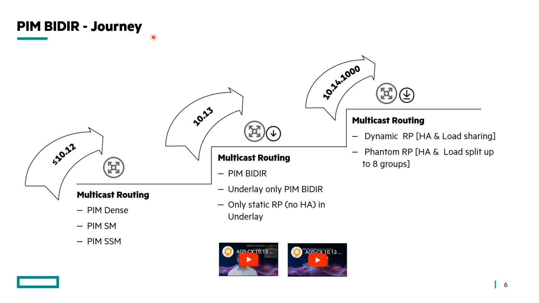So let's go over the PIM bidirectional journey. In 10.12 and below, we have multicast routing in CX for PIM dense, PIM sparse mode, and PIM source specific multicast. And in 10.13 we did introduce PIM bidirectional, which is just for underlay routing, and we only had a static RP, so no HA available, and details of which can be found in public on the YouTube Airheads broadcasting channel as shown below. Now in 10.14.1000, this update, we are now introducing both a dynamic RP, which allows HA and load sharing, as well as a phantom RP, which allows HA and some element of load splitting across 8 groups.